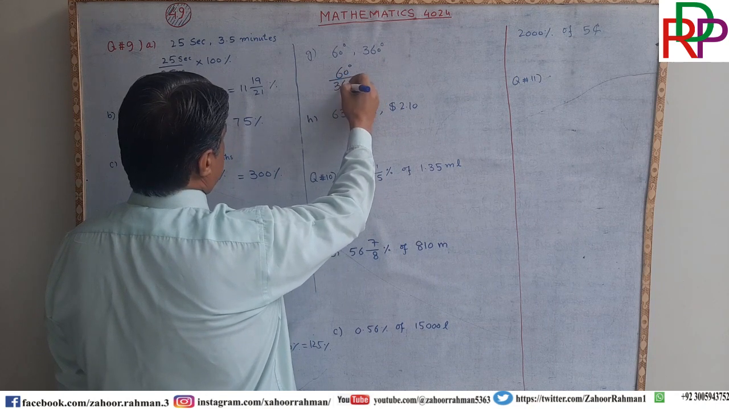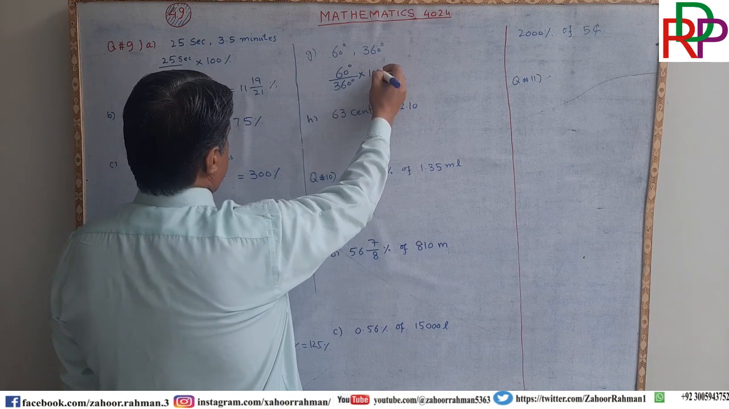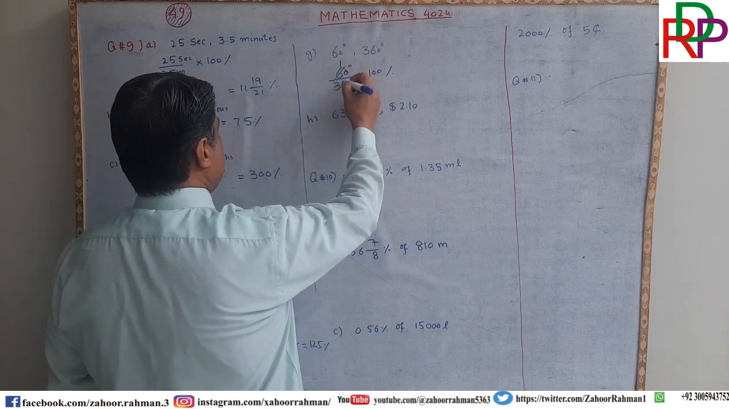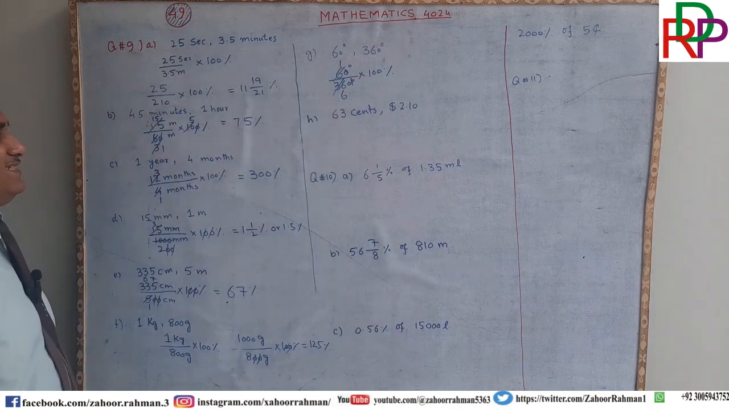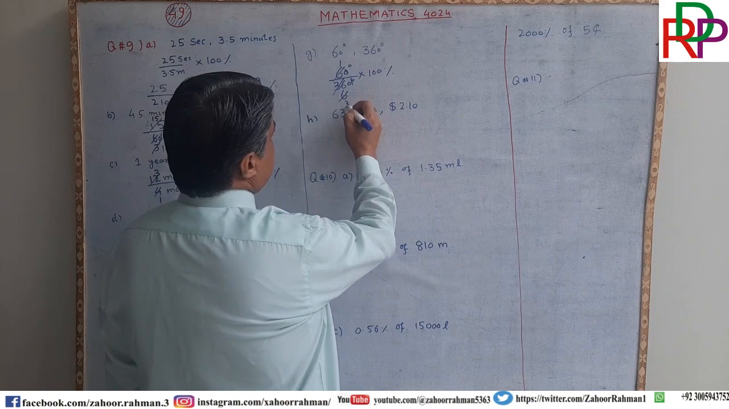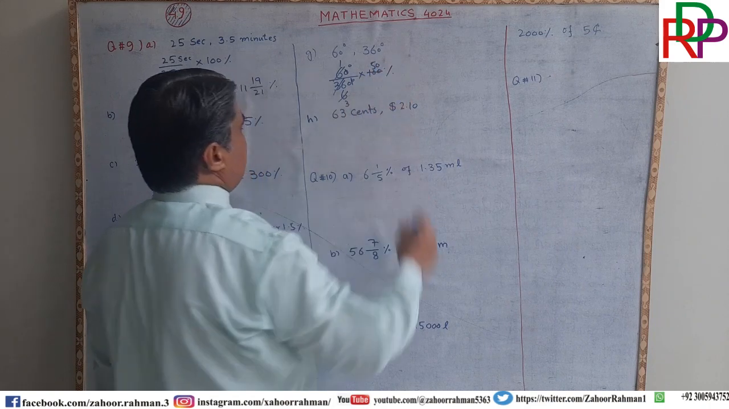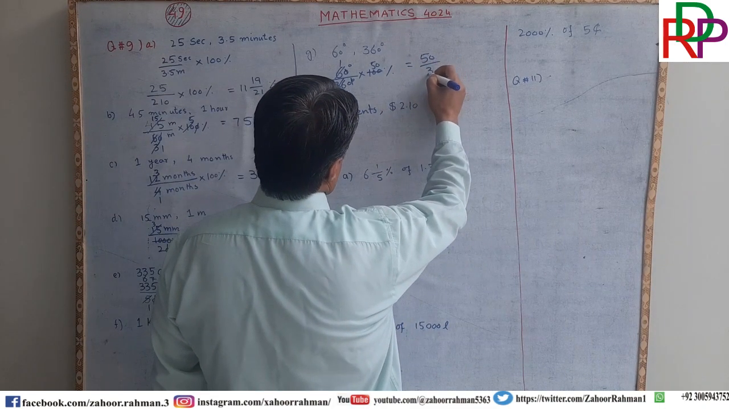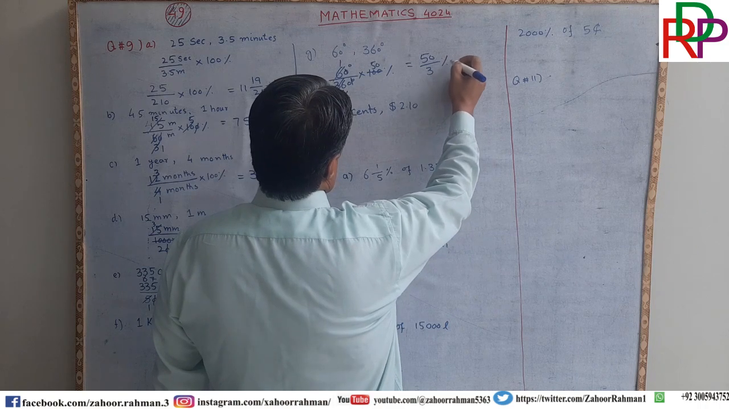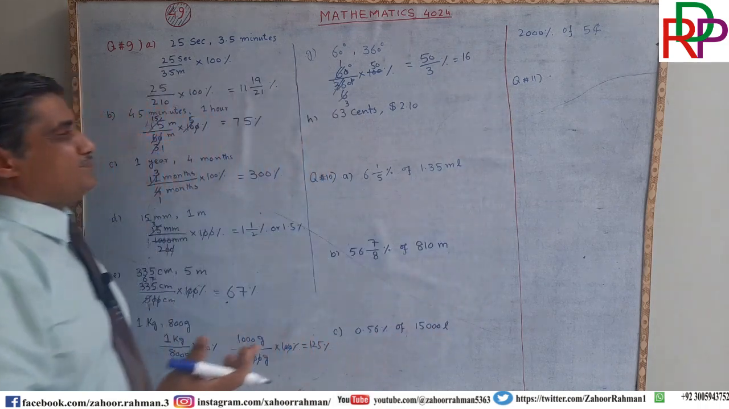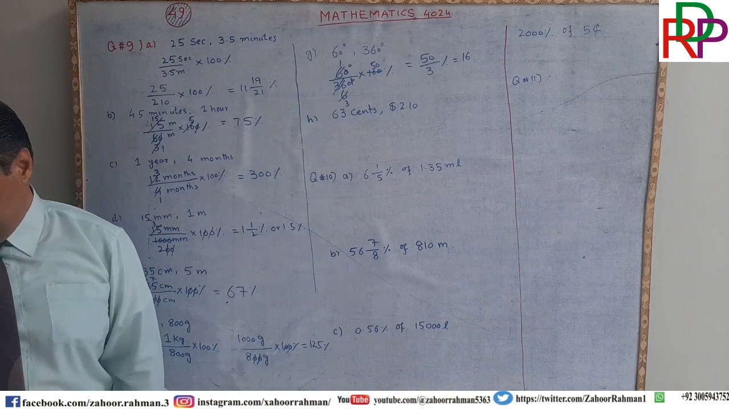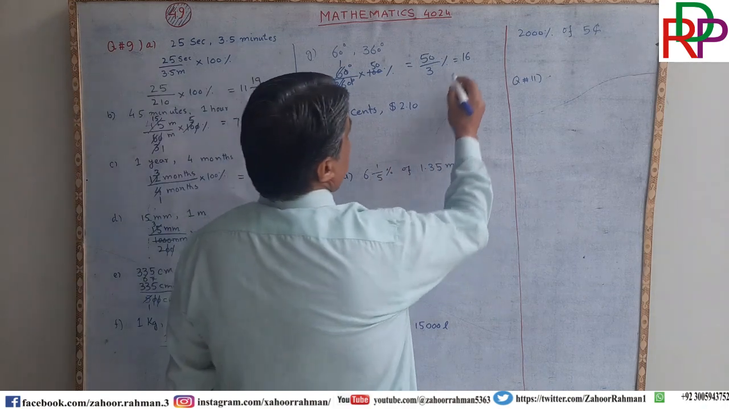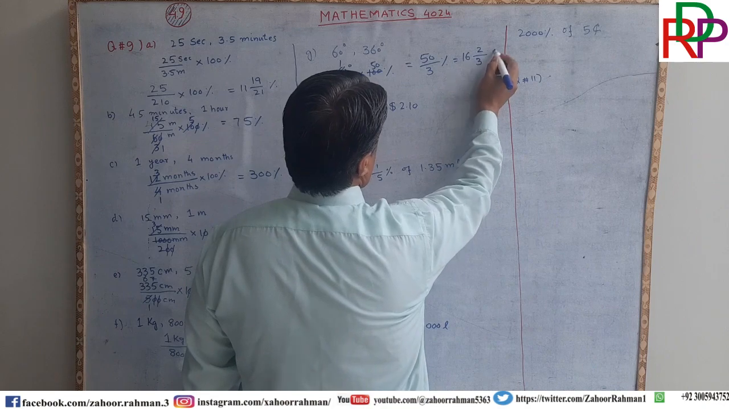Now 60 degree divided by 360 degree multiplied by 100%. This zero will be cancelled with this. 6 ones are 6 and 6 sixes are 36. So we can write it as 50 divided by 3%, and it will be equal to 16 whole 2 over 3%.